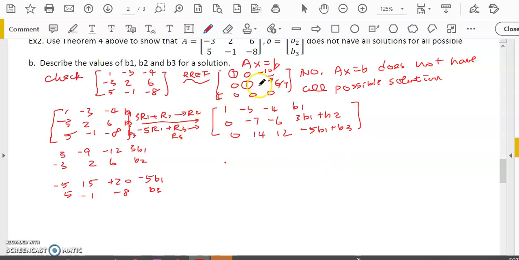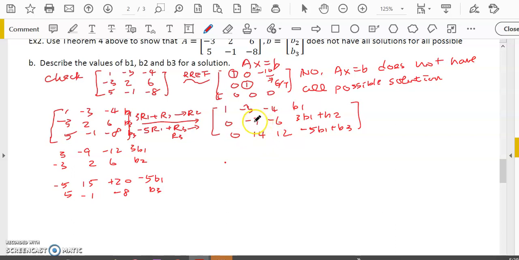And so we do have to do row operations because b1, b2, b3 are variables. So we eliminate the first two entries to get to the row echelon form. So we are going to have 1, 0, 0, negative 3, 4, b1, and all these. So this is what we dropped off in the last video.